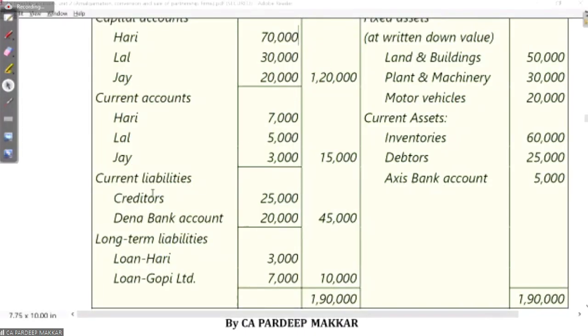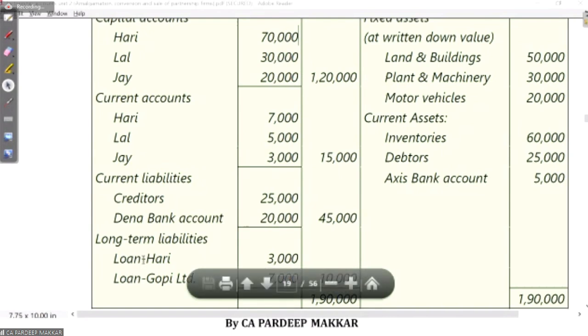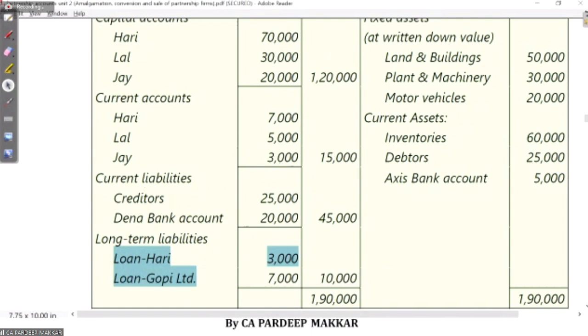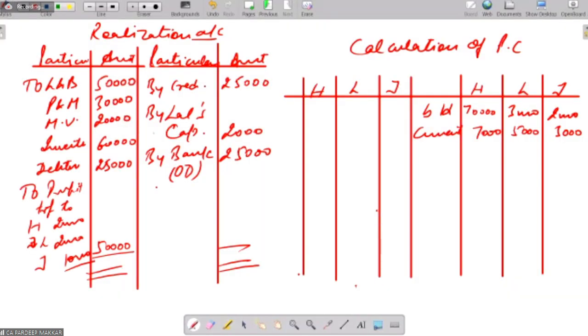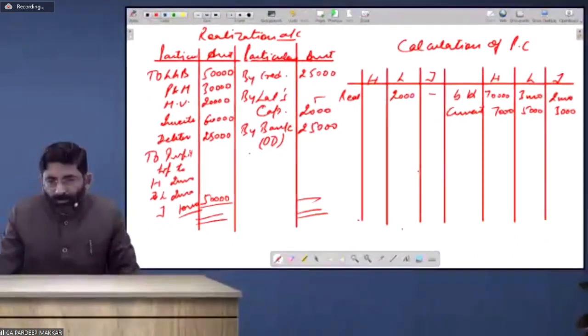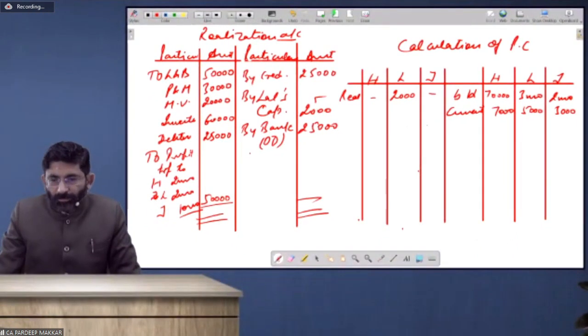Anything else relating to partners? The loan is already paid off, so it is not to be transferred. Here nothing is there. Yes, one thing is there. In our realization account, we know that Lal has taken over our motor vehicle. So to realization account, 2,000 rupees Lal, then profit on realization to realization account 20. So this is transferred, this is transferred.